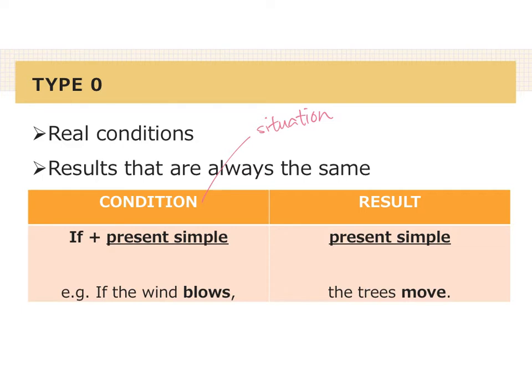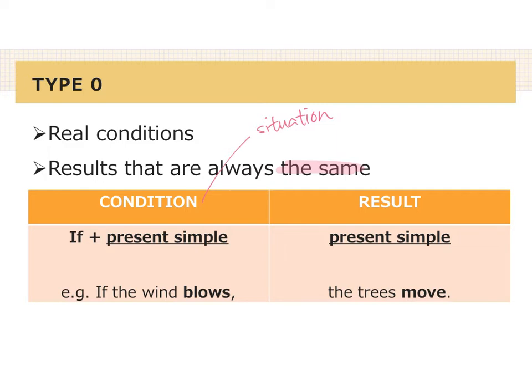Let's begin with the 0 conditional. If plus present simple, present simple. We use the 0 conditionals to express real conditions and the results that are always the same. Same in the past, same in the present, same in the future.